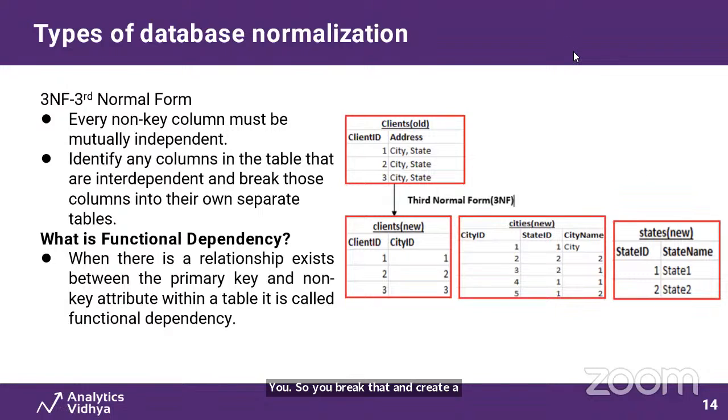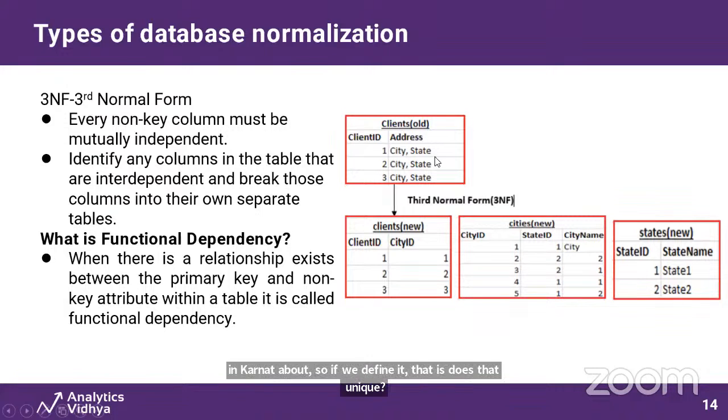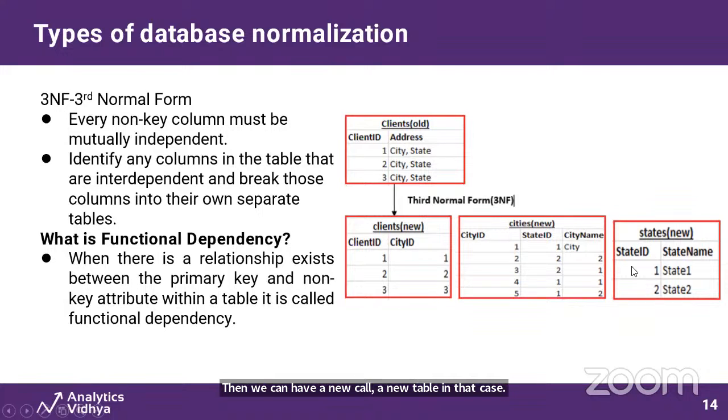If you see over here, city and state, a particular city will have only a particular state. It is not possible that, for example, Bangalore is there in Karnataka as well as in Maharashtra. No, right? Bangalore is there only in Karnataka. So if we define it that it is that unique, then we can have a new table in that case. Over here they created a new cities table and a states table. A particular city will only be found in a particular state, and that is how you remove this transitive dependency, or the functional dependency of each other, and make it easier to read. This is the third normal form to store any data.